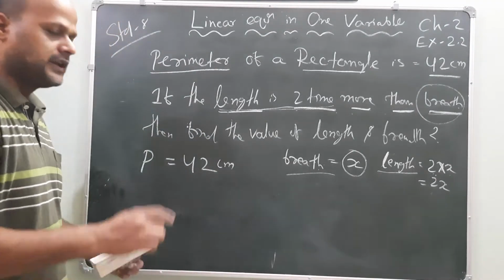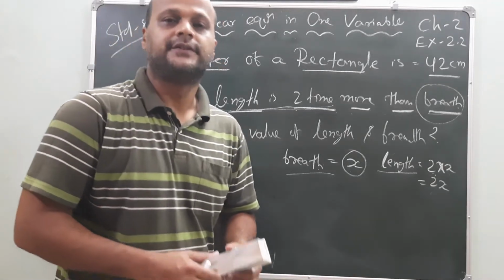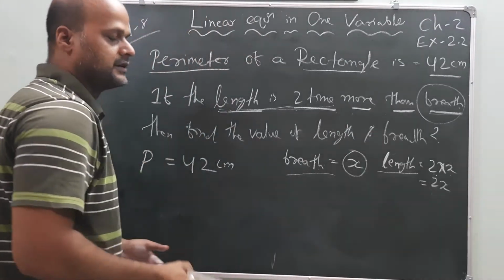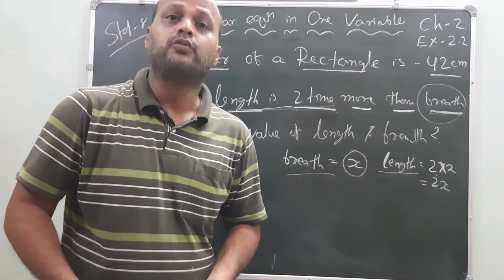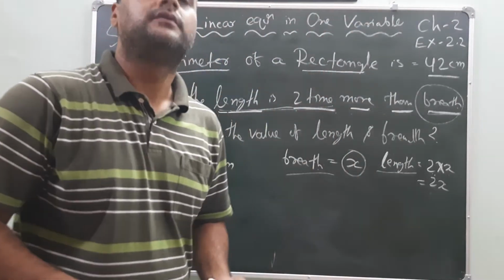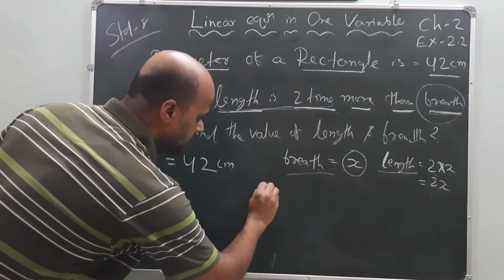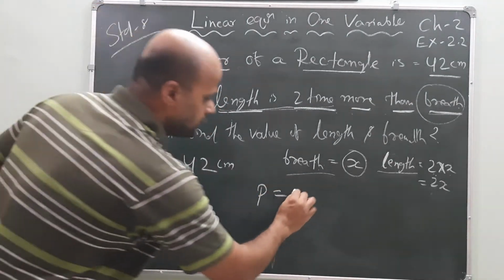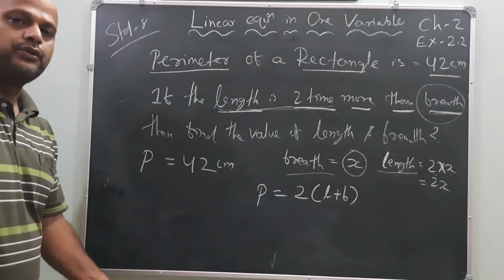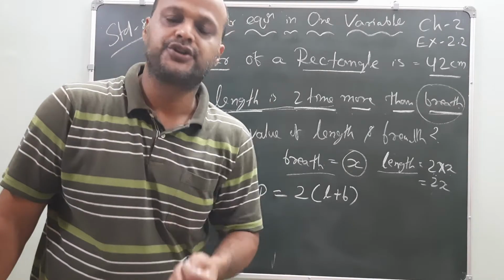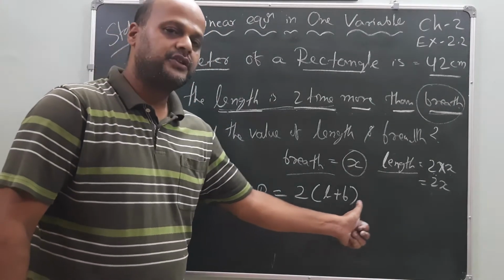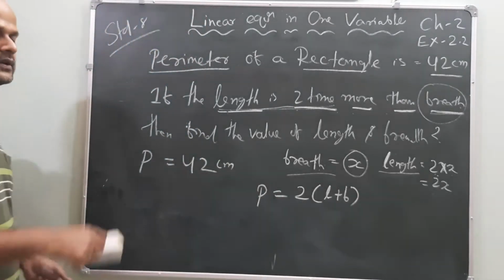42. Okay. Now you just tell me, my dear friends, in the rectangle, if length and breadth are given, then what is the formula of perimeter? Perimeter means the outer boundary of the rectangle. Perimeter of the rectangle is how much? 2 into (length plus breadth). Now a question is coming to your mind. What is that? Sir, why are you taking perimeter as 2 into (length plus breadth)? Because already perimeter is given.